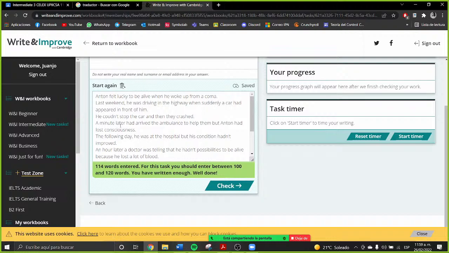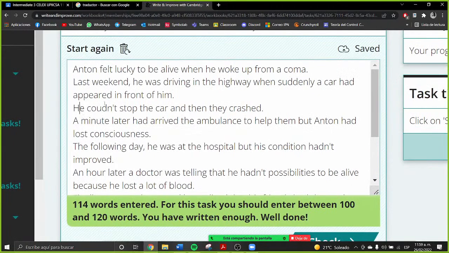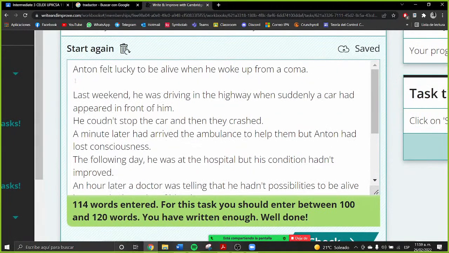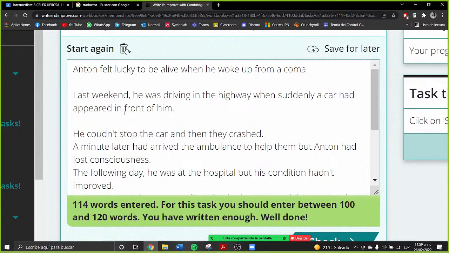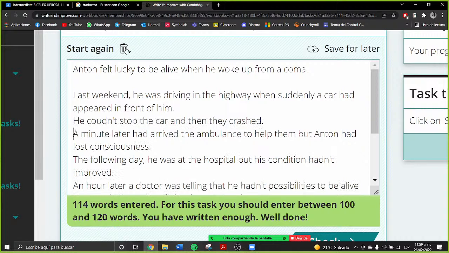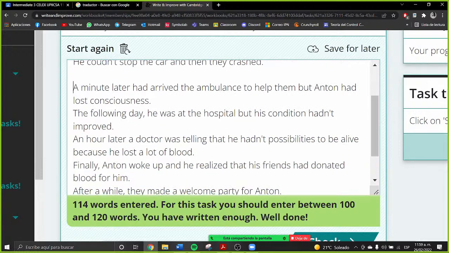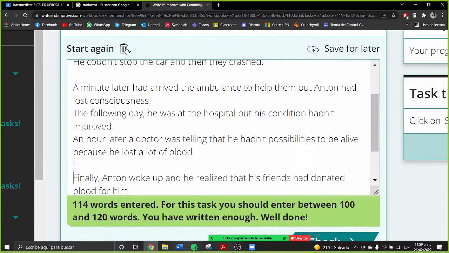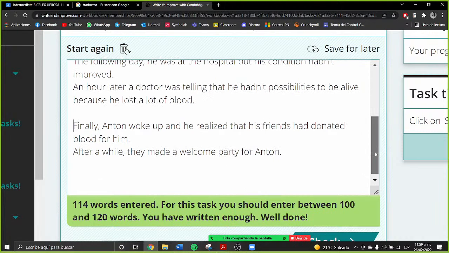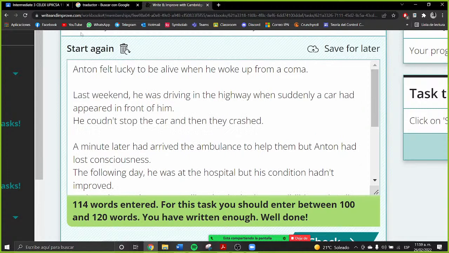Vale, bueno, la primera separación es entre Anton y Feel Lucky. Esa es la primera separación. Después, He couldn't stop. Ahí es la siguiente separación. No, a minute, perdón. Después. I am agree. And finally, Finally, Anton called. Y ya. After a while, they made a welcome party for Anton. Yes, it's all. ¿Se lo mando así?